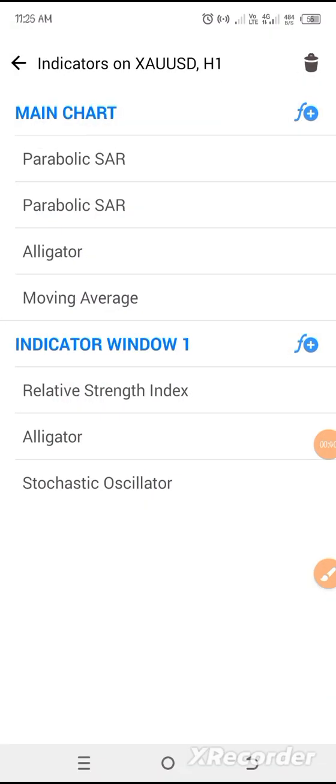We're going to go to our chart now. You go to your FXSign. We use two parabolic SAR, Alligator, moving average. At the indicator window 1, we use a relative strength index, Alligator, and then stochastic oscillator.